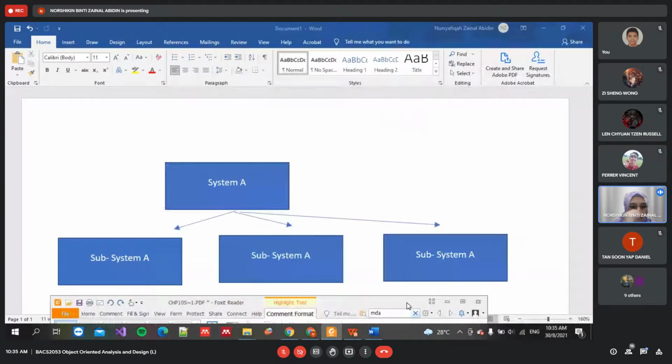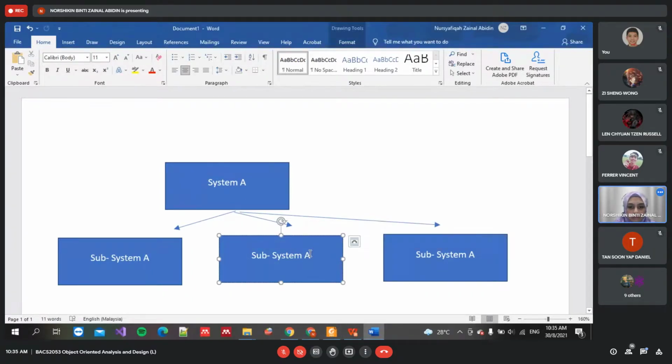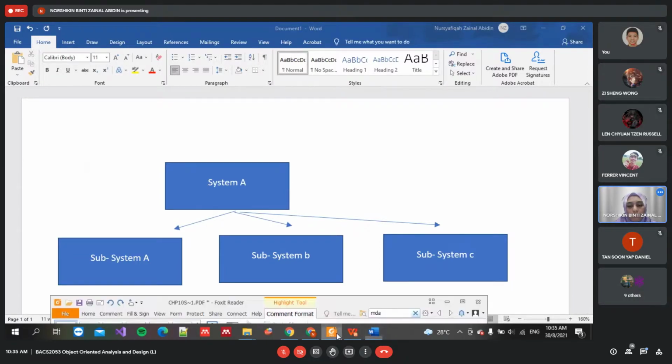So here is an example of a system, how we do modularization, where we break this system, one complete or full system, into sub parts. Oh, actually, this one is B, sorry. We break the system B into subsystem A, subsystem B, and subsystem C. These subsystems have their own specific function. They have their own specific task to perform.